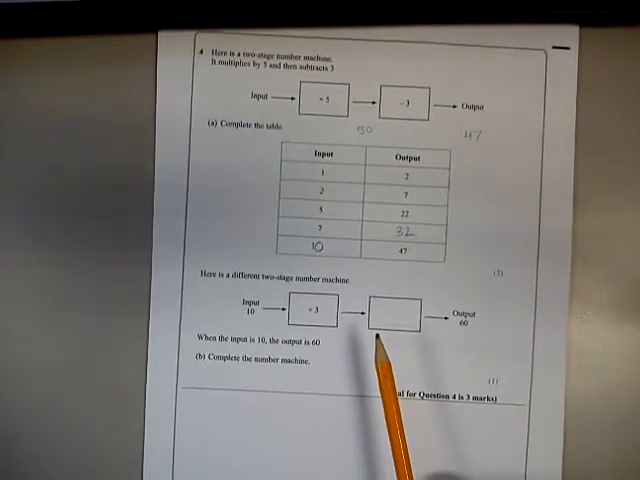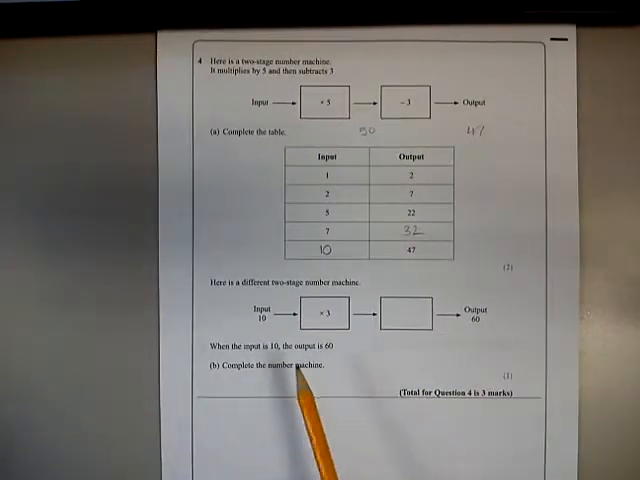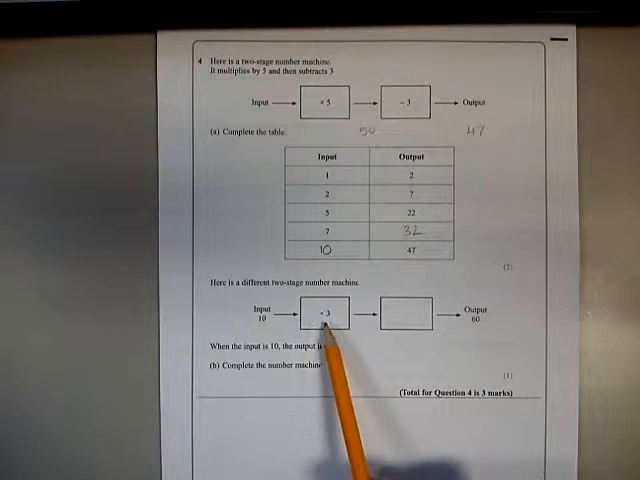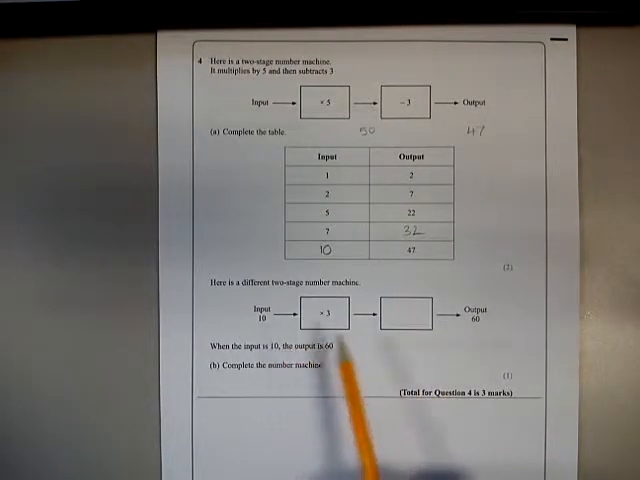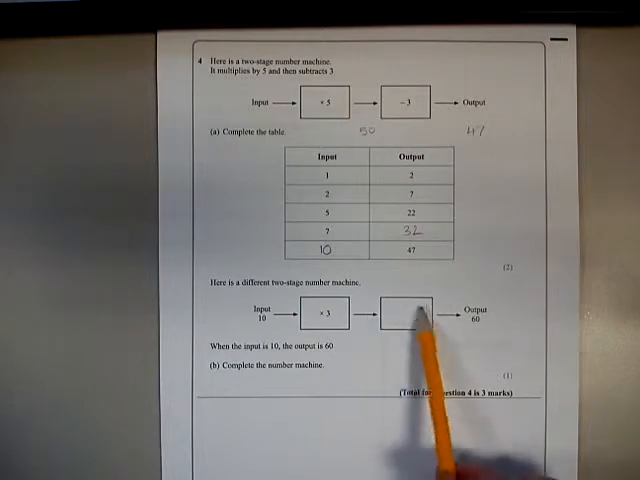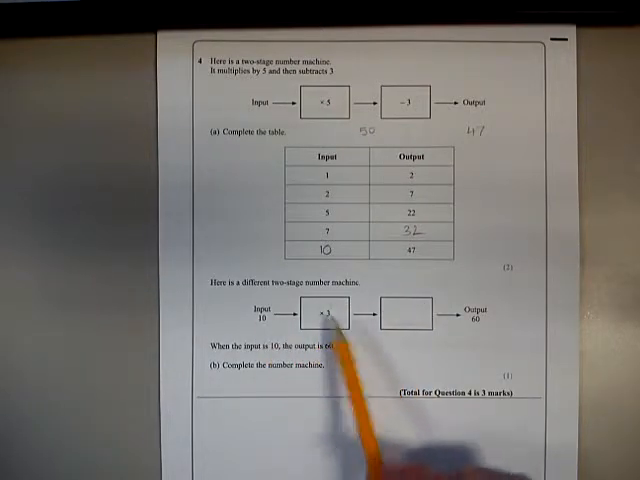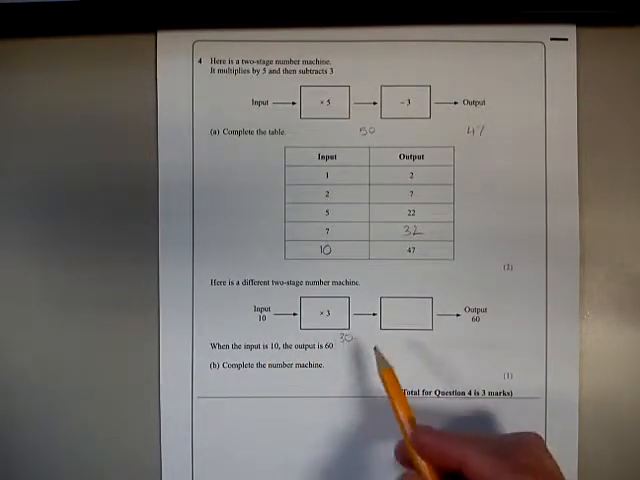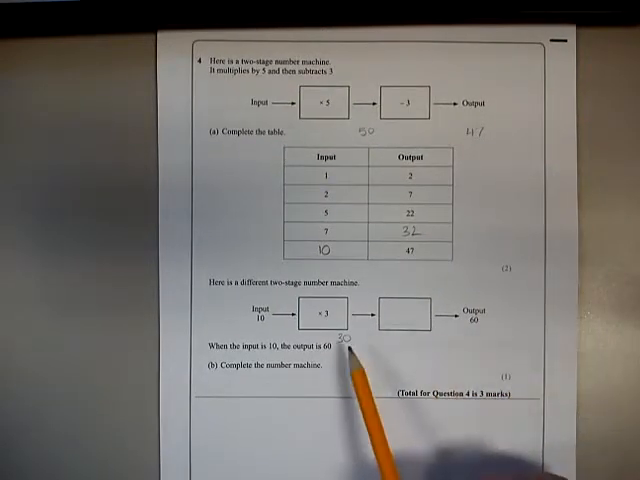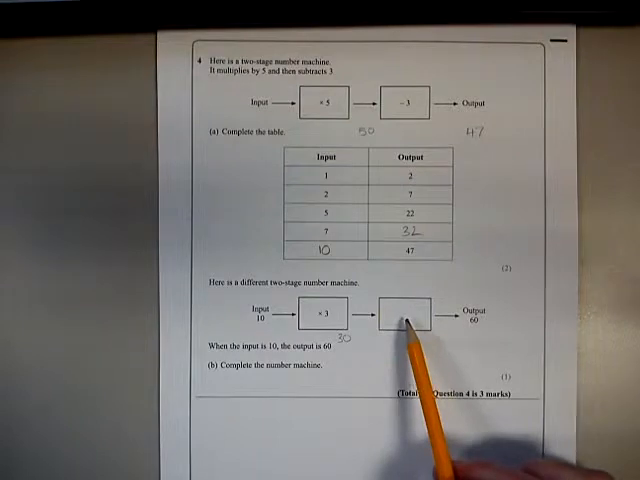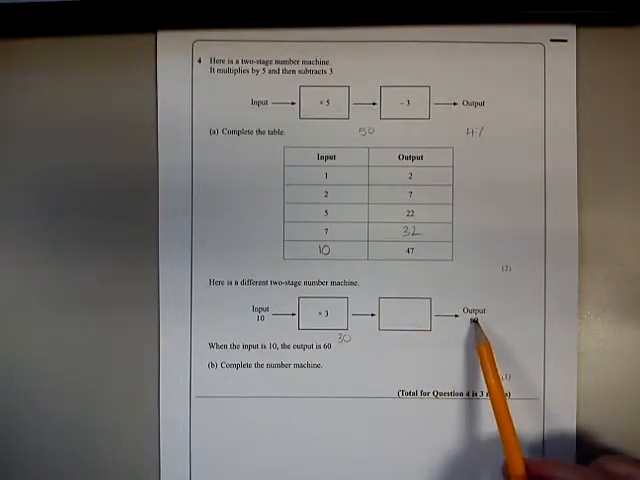Now we've got a different function machine with the first stage multiplied by 3 and the second stage is missing, and you have to work out what goes in here. Now if you put 10 in and multiply by 3, you get 30. What came out of the function machine was 60, so you have to work out what operation goes in here so that 30 will turn into 60.